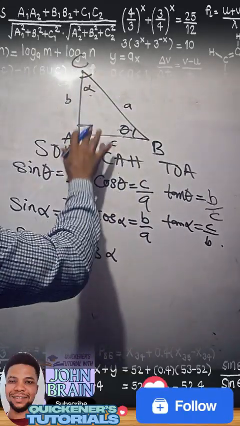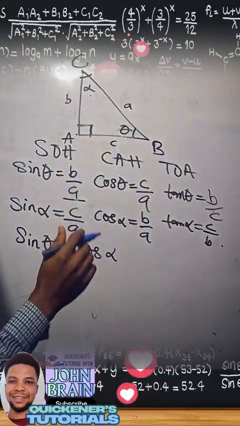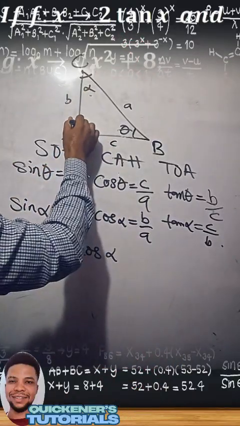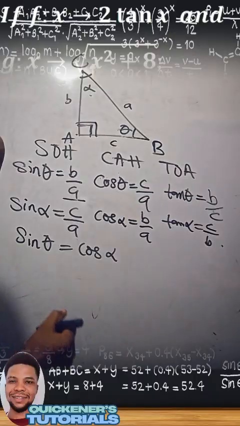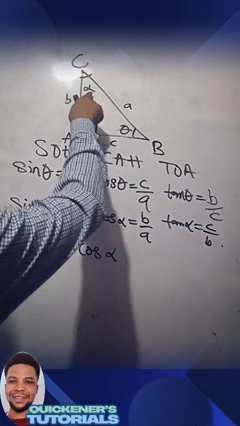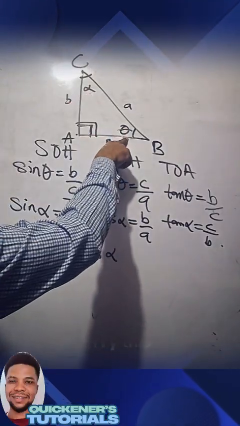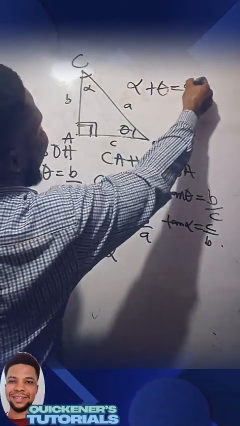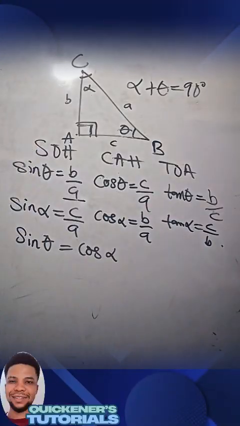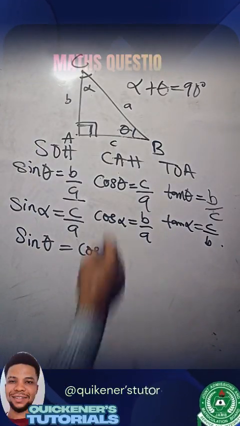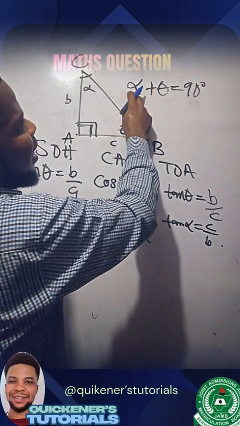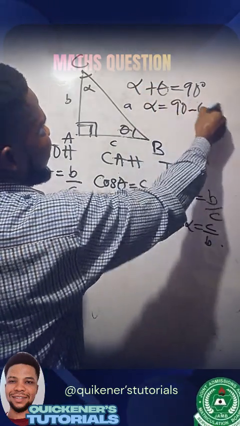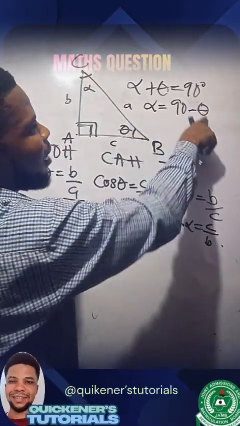The sum of angles in a triangle is 180. If you remove 90 from 180, how many is remaining? 90. So alpha plus theta will be the remaining 90. So we establish that alpha plus theta is 90. That is a fact. Alright? That has been proven already. So if I want to express alpha in terms of theta, I'll say alpha is 90 minus theta. So for every alpha, we have 90 minus theta.